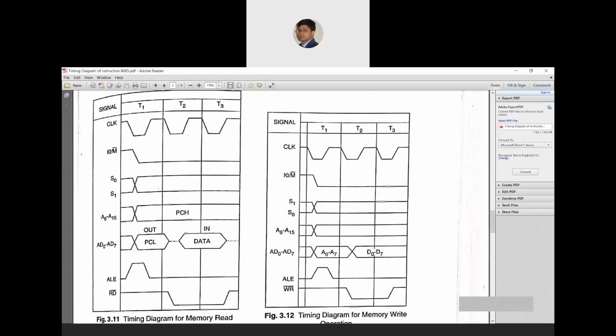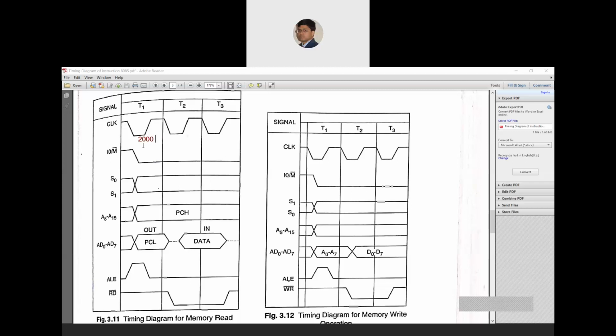So if I say now the instruction MOV comma M, for this instruction, you have written this instruction at the 2000 location.